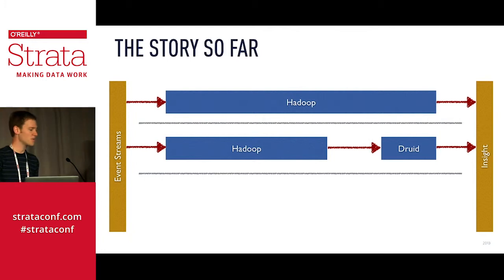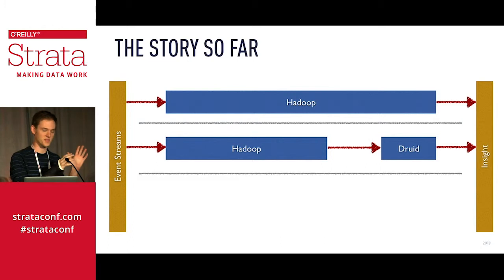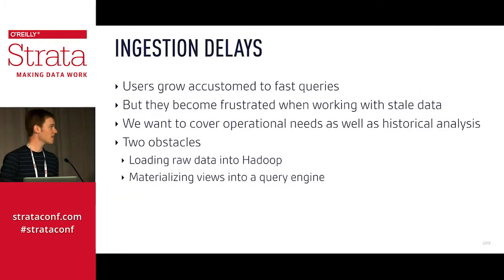Like Fangjin said, what we started off with at Metamarkets was a data pipeline that went essentially from data stored in Hadoop to data loaded into Druid. This is great. Queries are really fast, but it takes time to load data in. This is a problem. Users become accustomed to fast queries, and they become frustrated working with stale data. We also want to cover operational needs as well as historical analysis. Our product at the time was very good for historical analysis, very good for reporting, not very good for operational needs that had to work on data from the same day or even the same hour or the same minute.